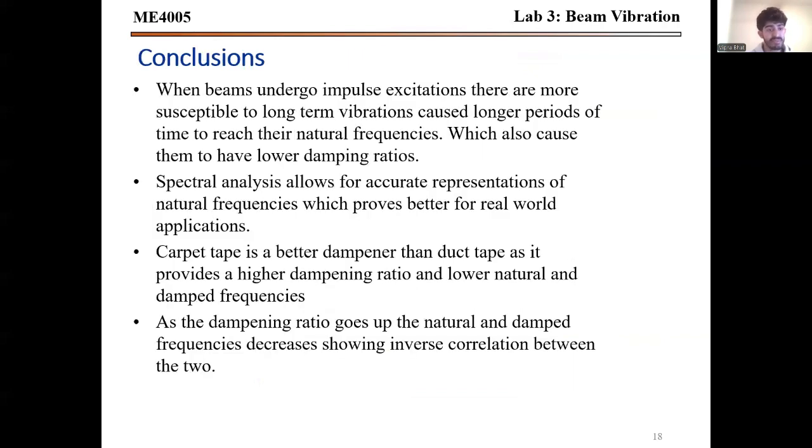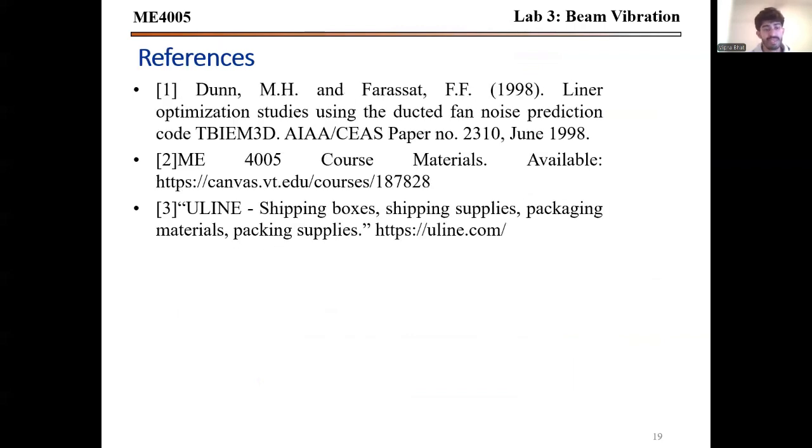One conclusion that we came to was that the carpet tape was a better damper than the duct tape as it provides higher damping ratio and lower natural frequencies. And the damping ratio goes up as the natural frequencies decrease, showing an inverse correlation between the two. And these are references.